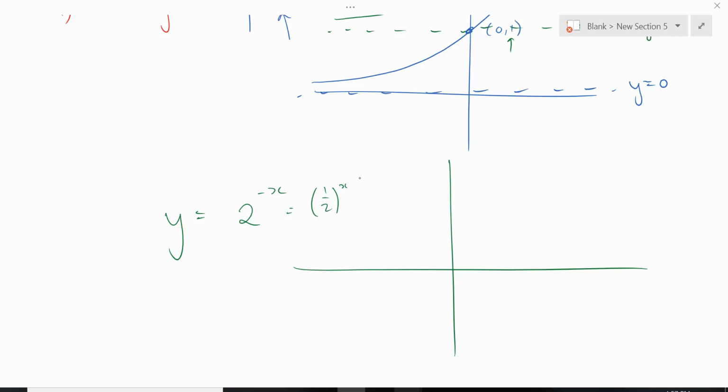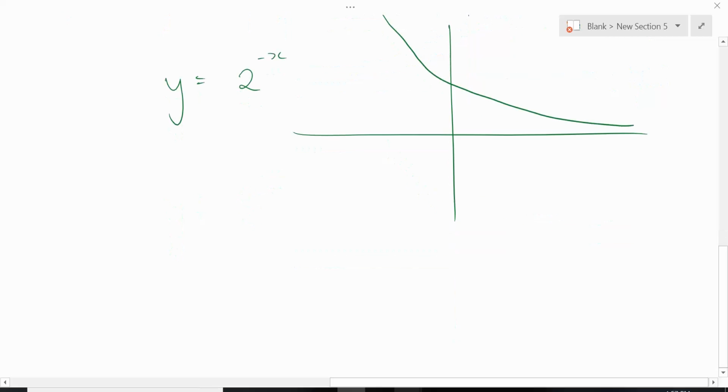Yeah, so think about it. If you're affecting the x values, it now becomes negative 1, 1. So if you change the x values to become negative, it flips in the y-axis. So what does your shape look like now? This is what it'll look like. 2 to the power of negative x will be like that. Let's go with another one.